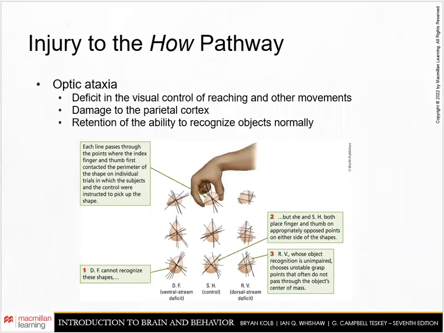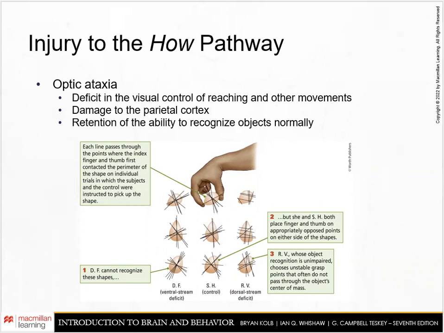What about an injury to the how pathway? Well, that can result in something called an optic ataxia, which is a deficit in the visual control of reaching and other movements. This can result from damage to the parietal cortex, but there does seem to be a retention of the ability to recognize objects normally. So essentially, people with damage to the parietal cortex in the dorsal visual stream, they can see well, but they cannot accurately guide their movements based on visual information.